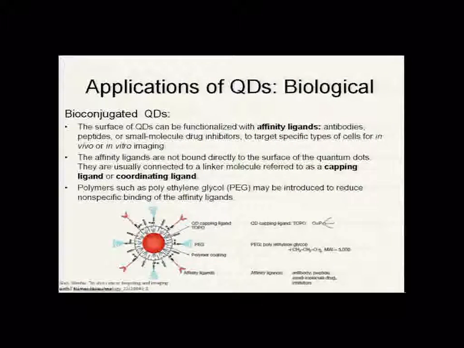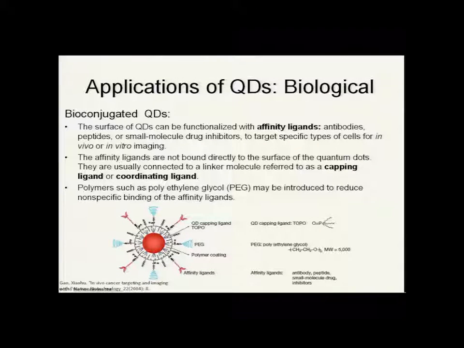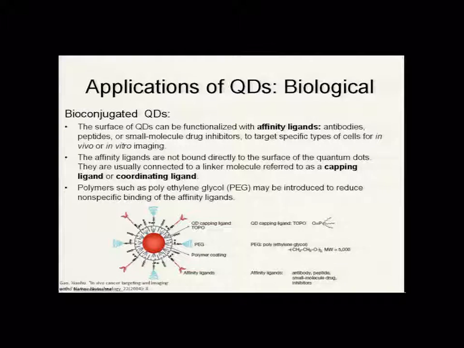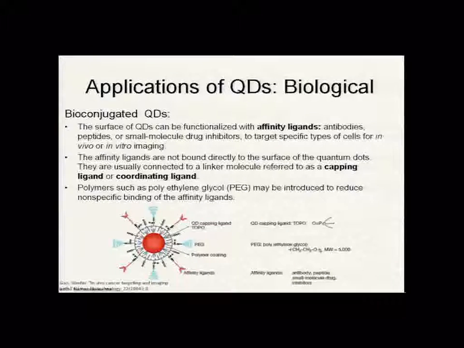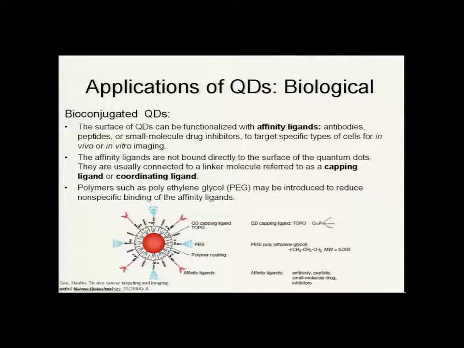Bioconjugated quantum dots, another application of quantum dots in biology. The surface of quantum dots can be functionalized with what are called affinity ligands. These can be antibodies, peptides, or small molecule drug inhibitors, which are used to target specific types of cells for in vivo or in vitro imaging.